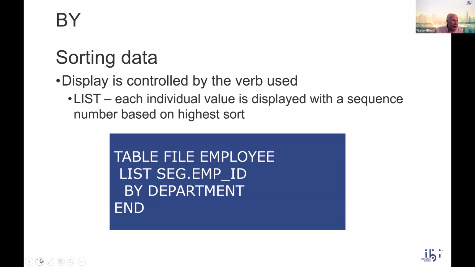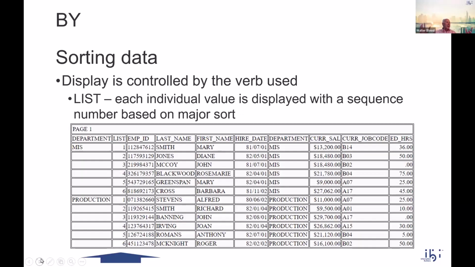If I've got a simple example here, I'm going to list seg.employee by department. Again, same thing. In this case, I end up with a new column. I get this for free. It's a list, and you can see that the list is numbered, and it's numbered based upon the order in which we read it. It goes back to 1 at the point that the major sort, in this case department, changes.